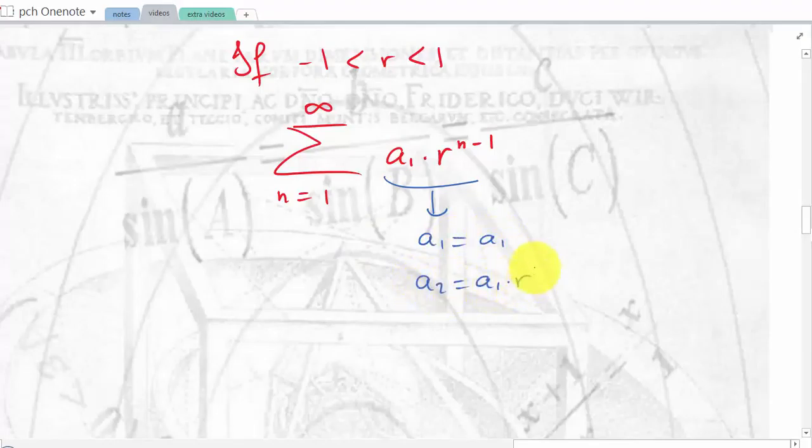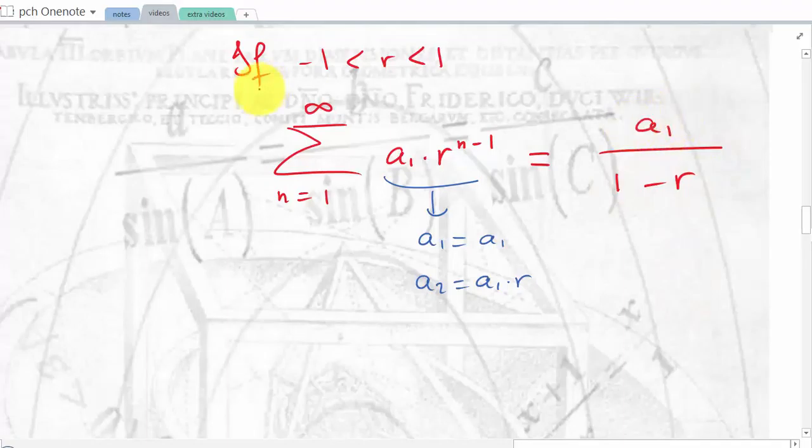If r is between 1 and -1, the sum from n equals 1 to infinity of a1 times r to the n minus 1, okay, I need minus 1 because don't forget my first term has to be a1 right here, or my formula is not gonna work, right? a1 is equal to a1, okay, my second term is a1 times r, okay? You got to make sure you're looking at the first term always. This sum, this infinite sum, is equal to the first term divided by 1 minus r, okay?